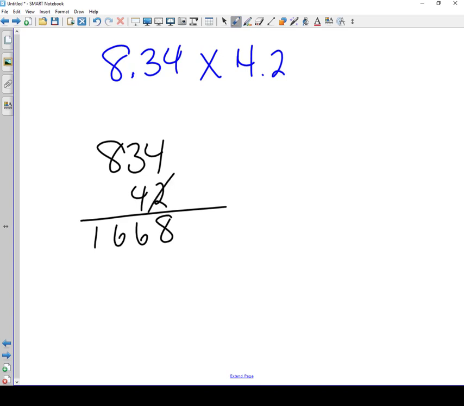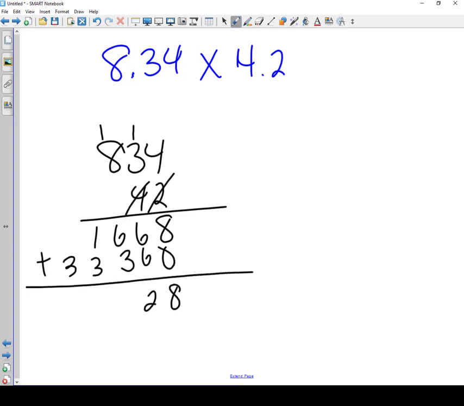I'm done with the 2, so I have a placeholder of 0. Now I'm multiplying again. 4 times 4 is 16, 6, carry my 1. 4 times 3 is 12, plus 1 is 13, carry your 1. 4 times 8 is 32, plus 1 is 33. I'm done multiplying with all my numbers, so I'm going to add these together, and I get 8, 12, carry your 1, 9, 10, 4, 5, and 3. All right, so I found my product from multiplying like they were whole numbers.